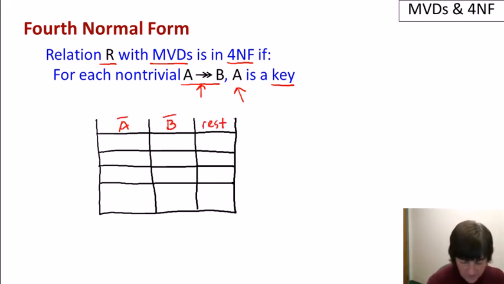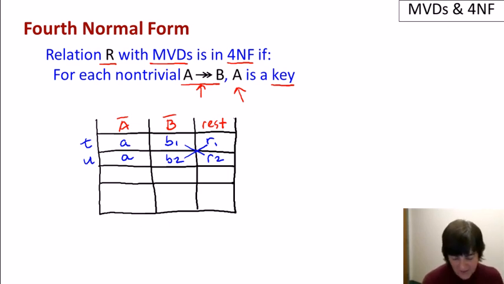So we have A, B, and rest as usual, and let's suppose that we have a non-trivial multi-valued dependency. So that's telling us that if we have two tuples, T and U, and we'll put in some values for B and the rest, then we're going to have the combination of those as well. So that's kind of the proliferation of tuples we get when we squish independent facts in the same relation. But if the left side is a key, so if the A attributes are a key here, then we won't have those two tuples and we'll never have to worry about the proliferation.